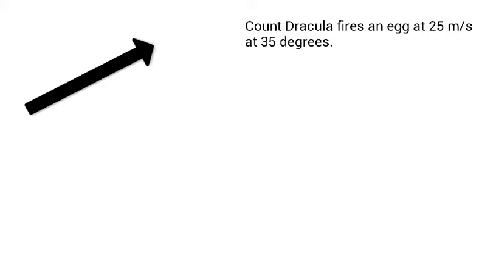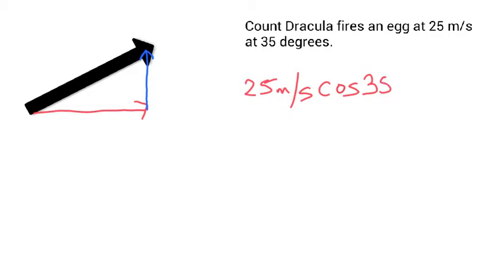Now, the first thing we have to do is break that vector into components. What do the components look like? Well, the components look like this. The x component along the horizontal, and the y component along the vertical. How do we find their magnitudes? Well, for the x, any vector, in this case 25 meters per second, times the cosine of the angle it makes, in this case 35 degrees, is equal to its x component.